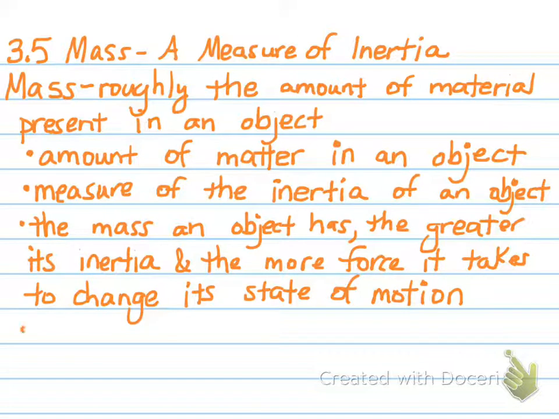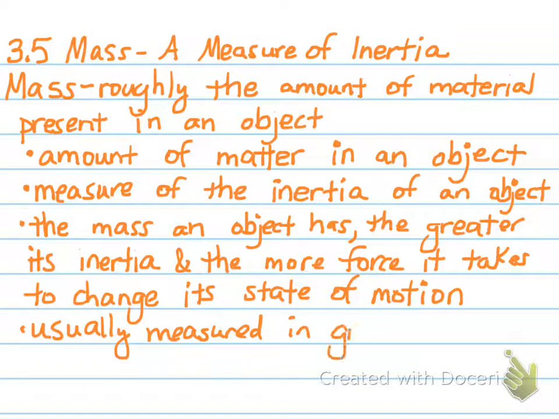Mass is usually measured in grams or kilograms. Okay, so again, mass is the amount of matter in an object. It is also a measure of the inertia of an object. So the more matter an object has, the more mass it has, the more inertia it has. The less matter an object contains, the less mass it has, the less inertia it has.